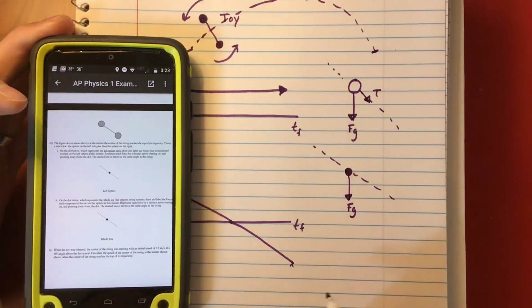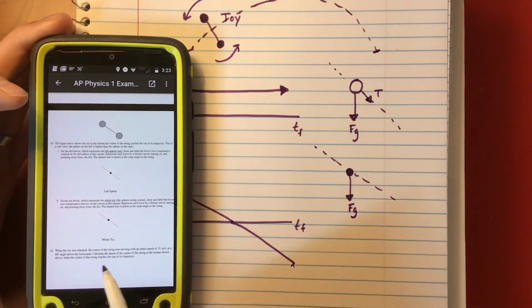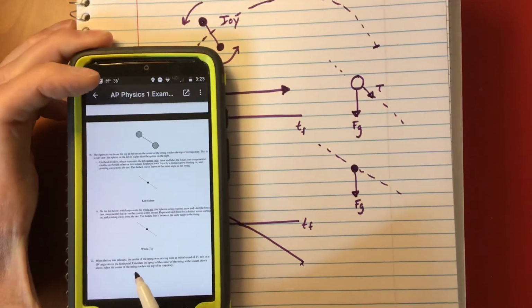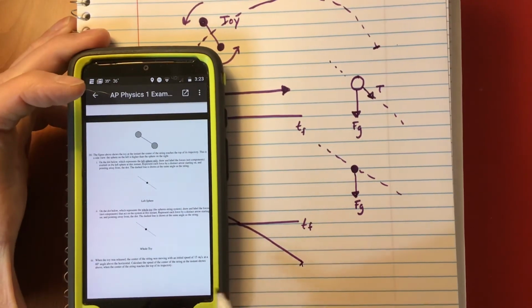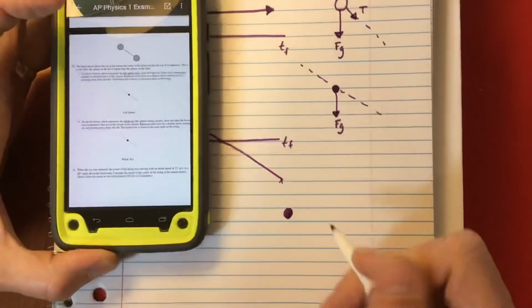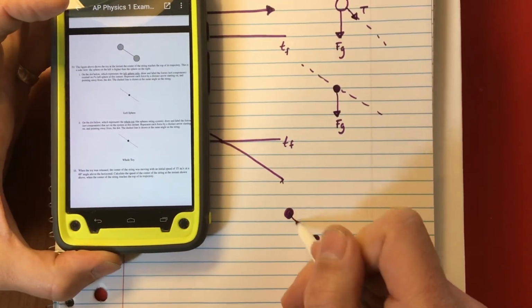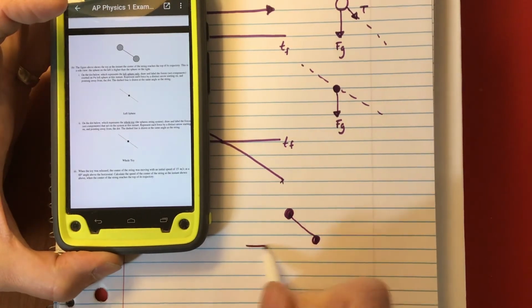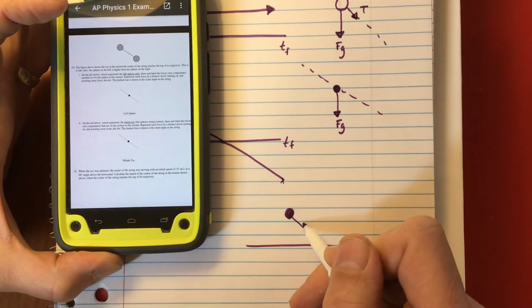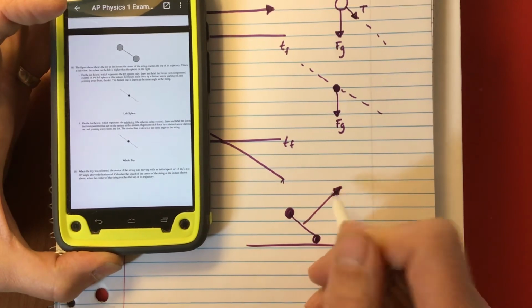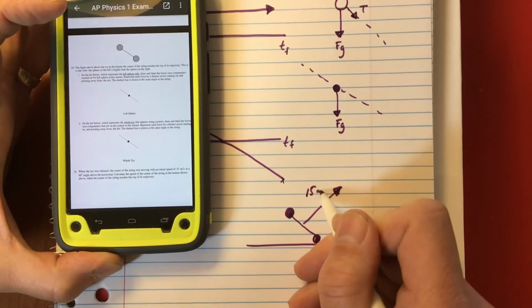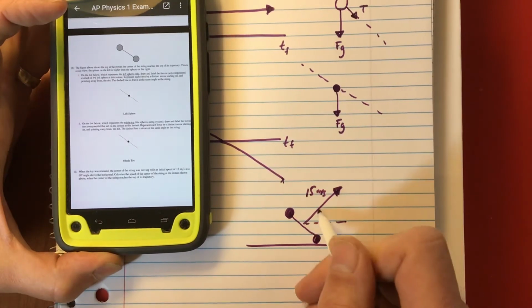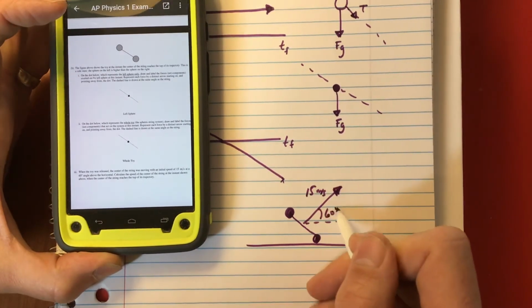So for triple I, it says when the toy is released, the center of the string is moving with an initial speed of 15 meters per second at an angle of 60 degrees. So the toy was released. So here's our toy. Here's our string. It was released, and it had an angle. Here's our angle. So it was released with a speed of 15 meters per second, and the angle here with the horizontal was 60 degrees.